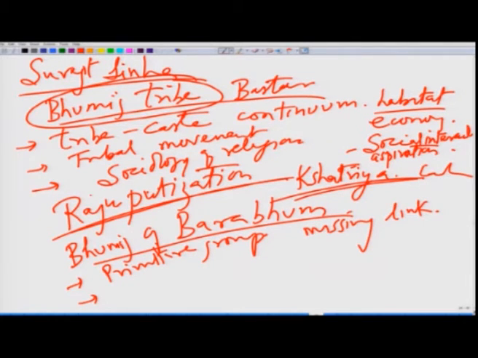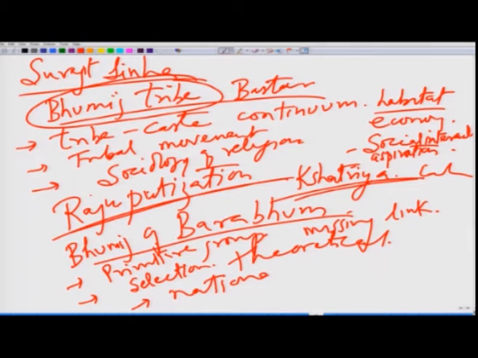The second important thing is the selection of the groups and their theoretical understanding: which groups are we selecting, and how can we have a theoretical understanding of these particular issues. And then the third important aspect is the anthropological study of the problem in terms of national reconstruction, which has been the dream project of N.K. Bose also. So, national reconstruction along with development is going to be another important issue when we speak about specific tribes.